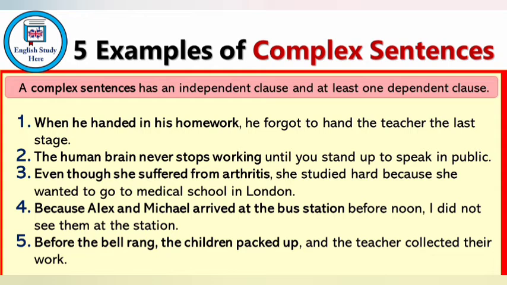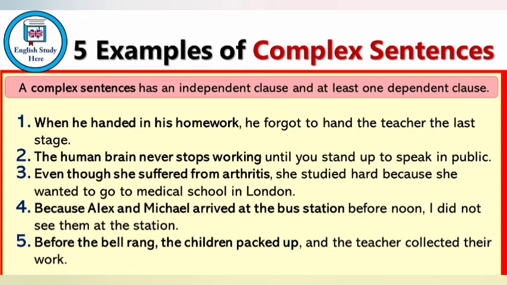Next sentence, the human brain never stops working until you stand up to speak in public. So, in the first place, the human brain never stops working. This clause has a complete meaning, so this is the independent clause. Until you stand up to speak in public, this is the dependent clause because it is depending on the other part of the sentence to get the complete meaning.